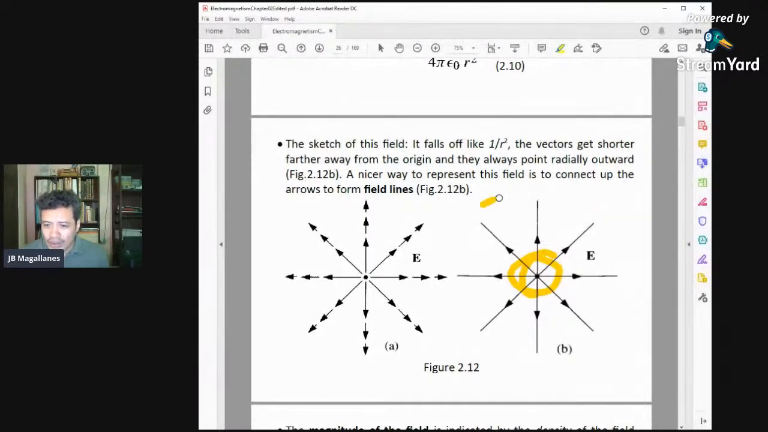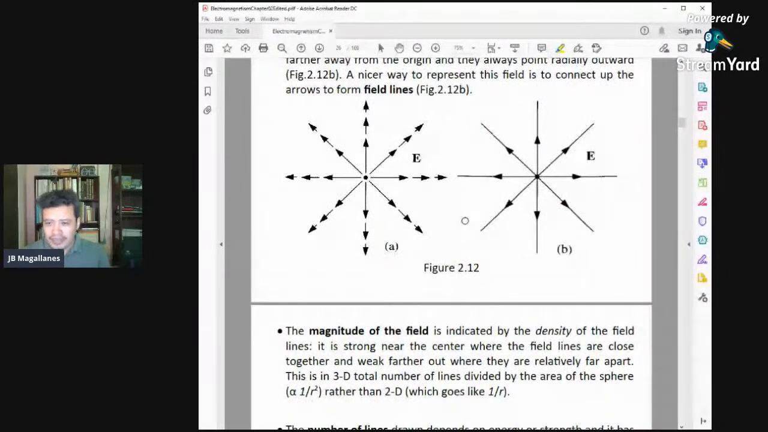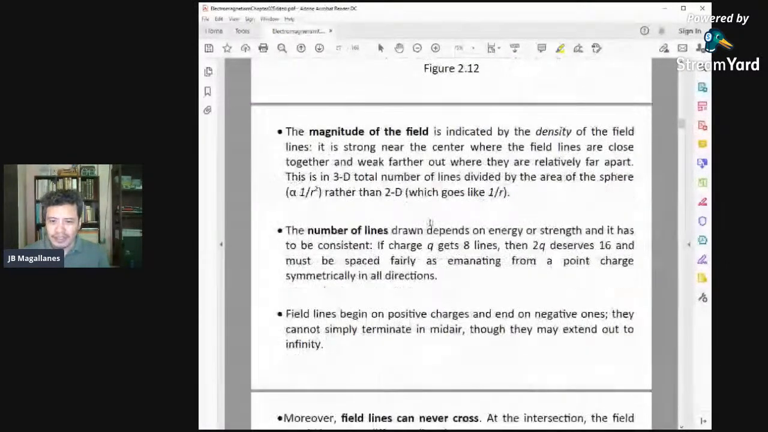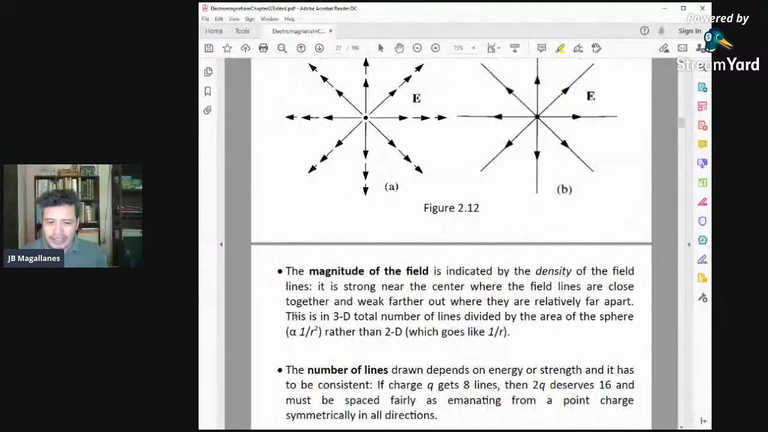And then when you go out here, the field lines are farther away, so the field in this region is weaker. So B is a much cleaner drawing compared to A. Again, this is a three-dimensional drawing. As I told you, it's like a sea urchin with its thorns coming out radially from the center.